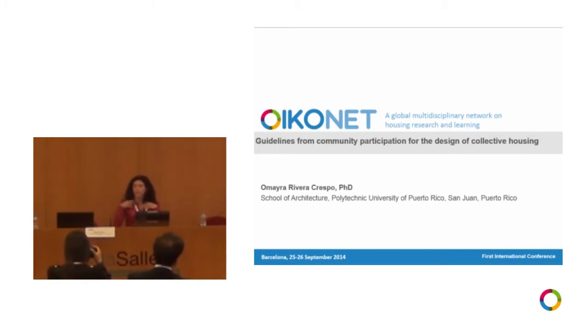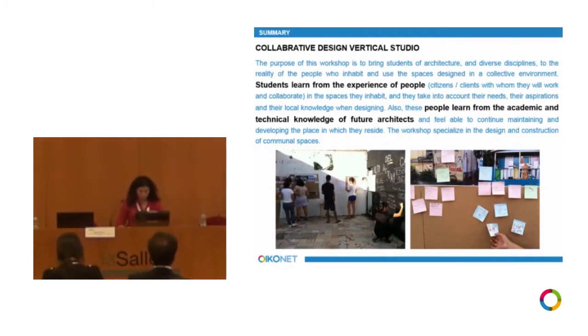I will be talking about the classes that I'm teaching back in Puerto Rico, and some of the results of these courses, and I will be starting with the Collaborative Design Vertical Studio. This is a studio that I taught before, the housing studio, and it's about collaborative participation techniques that the students have to implement in a community.